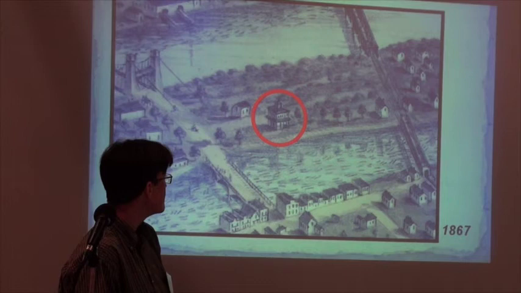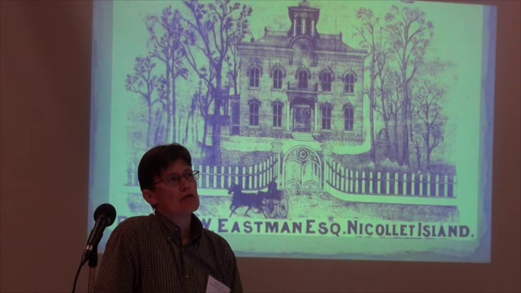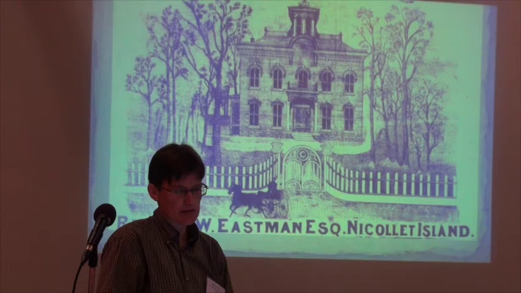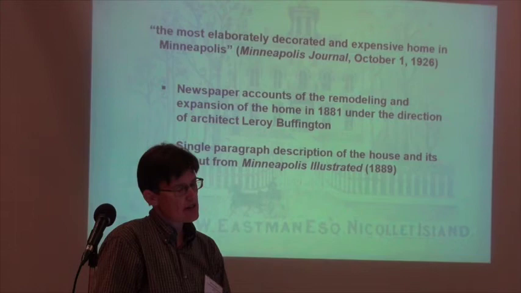We have very few images of the Eastman home. This one from 1874 is one of the best. It's actually an illustration from around the border of a map of Minneapolis. And it's kind of amazing that we don't have more representation. We have one more, and I'll show you in a minute.